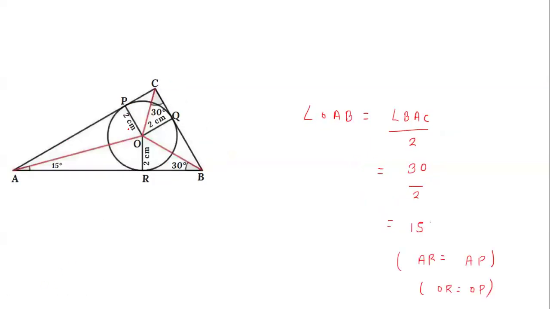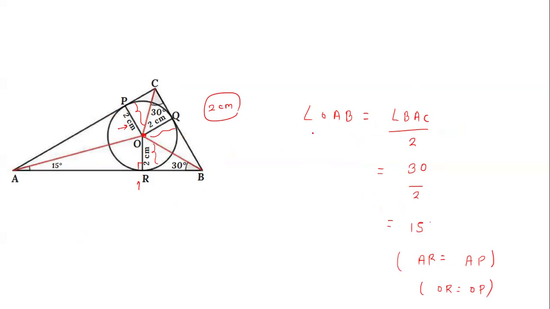Now in the problem it is given that the radius of the incircle is 2 centimeters. So the radius of the incircle we know is 2 centimeters. So from the center, if we draw a perpendicular to any tangent, this distance is equal to the radius. So this is also equal to the radius, this is also equal to the radius, and this is also equal to the radius.